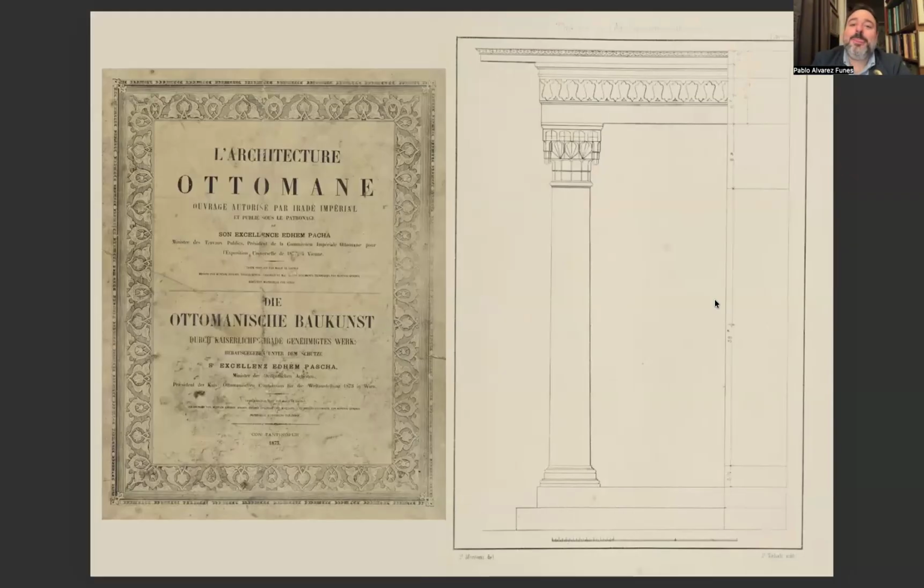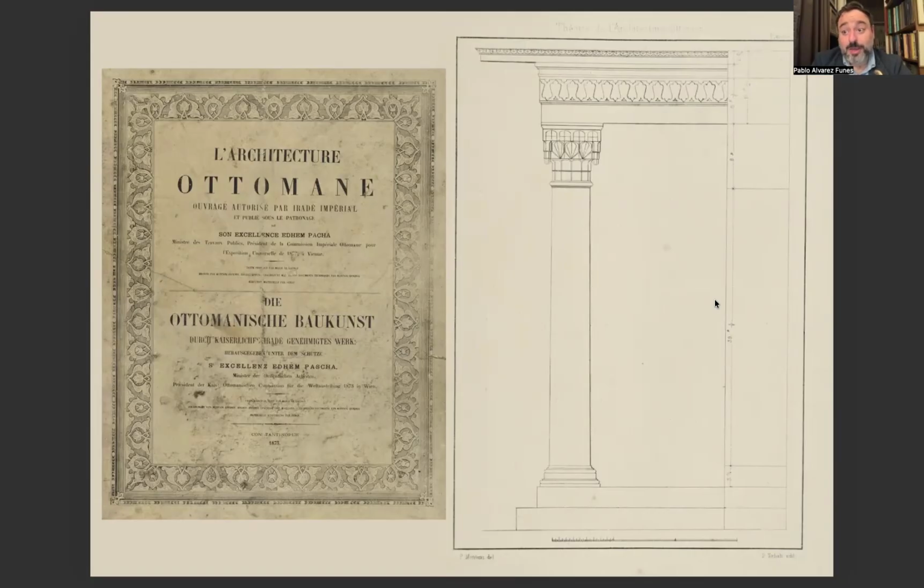This one, for example, is Ottoman architecture, l'architecture ottomane, or Die Ottomanische Baukunst. Excuse my German, excuse my French. This is a book that was published in 1873 for the International Exhibition of Vienna of the same year. It was published as a work authorized by the Imperial Office, so it was authorized by the Ottoman Sultan to be published, a book about Ottoman architecture to be shown in that exhibition with a very political purpose.